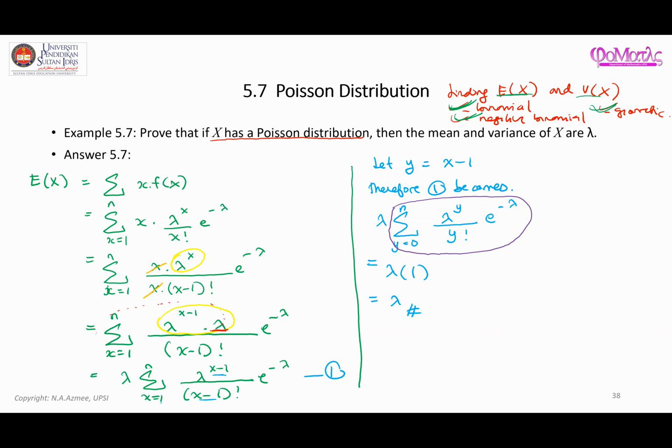Okay, next we're going to move on to proving the variance of X. So now let's look at variance of X. We all know that in order to find variance of X, you need to find the expected value of X squared minus E[X] squared. And you have also seen that it is difficult to find the expected value of X squared, so we're going to manipulate it and think about it.